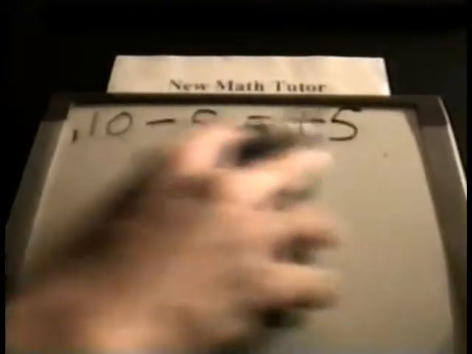Therefore, we attach a positive sign to the result. The difference between 10 and 5 being 5. Therefore, we have a positive 5.